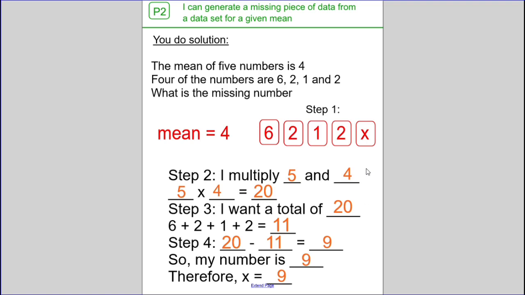So as you can see, step 1, we already have the 5 boxes drawn here, so we only need to find x. Step 2, I need to multiply the 5 and the 4. 5 times 4 is equal to 20. Step 3, I want a total of 20. 6 add 2 add 1 add 2 is equal to 11. Step 4, 20 subtract the 11 will give me 9. So that must mean the missing number is 9, and therefore x is equal to 9.